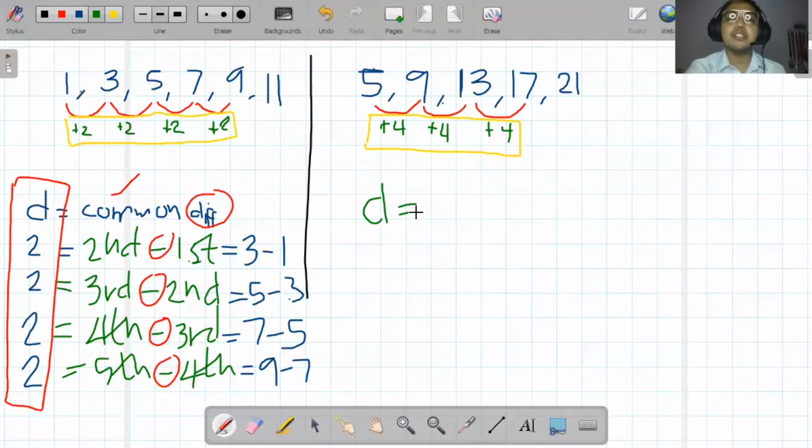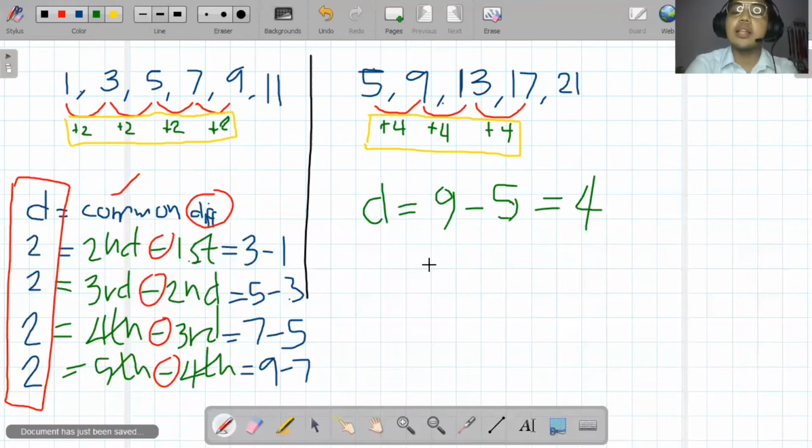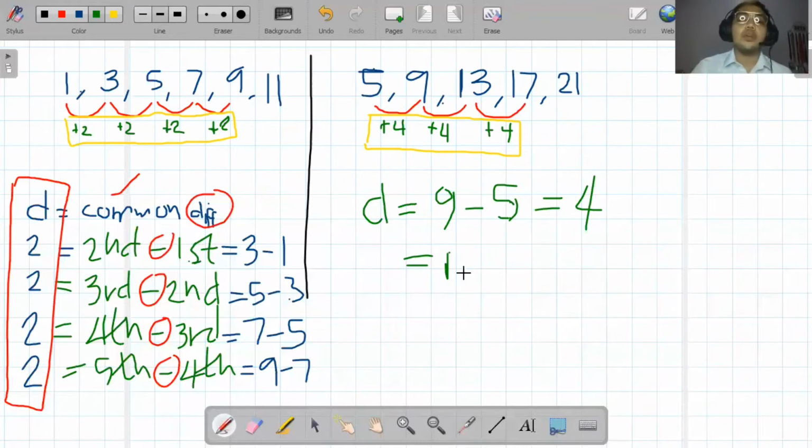Kihapon, second minus first. So ang second term din is we have 9. That's our second term. Minus, that's 9. 9 minus our first term is 5. So we actually get 4. And then we subtract our third term, a sub 3. Our third term is 13 minus our second term is 9. So that is also equal to 4.